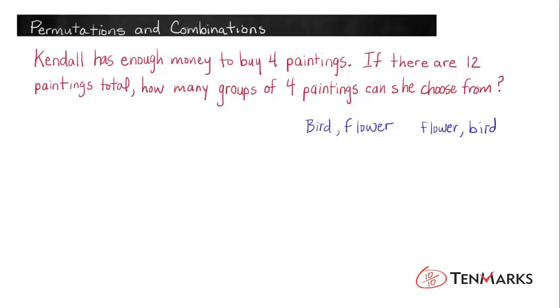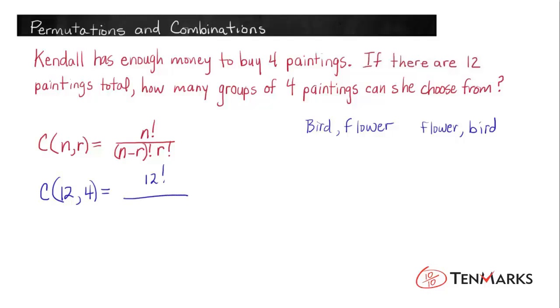And a formula for a combination is going to be a combination of n objects taken r at a time equals n factorial divided by, in the denominator, n minus r factorial times r factorial. Let's write this out as a combination of n things, so 12 paintings taken 4 at a time, and that's going to equal 12 factorial divided by 12 minus 4 factorial times 4 factorial. We can simplify that to 12 factorial divided by 12 minus 4, which is 8 factorial, times 4 factorial.